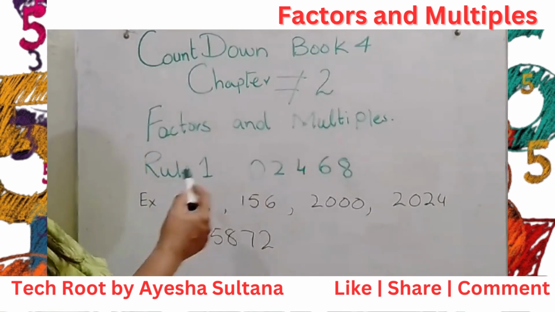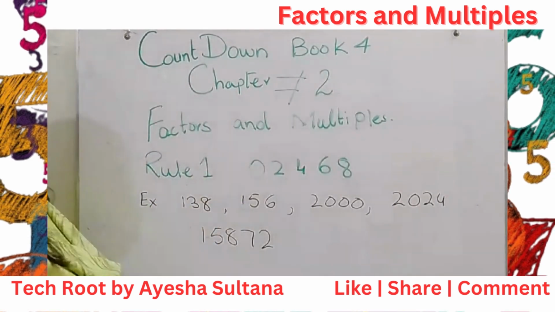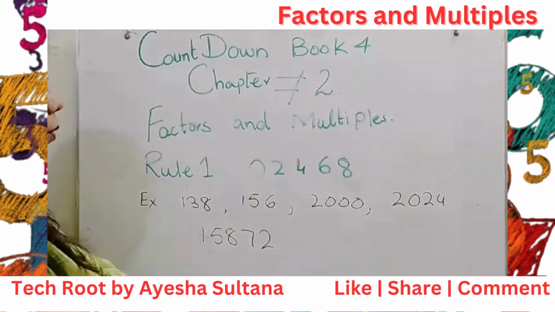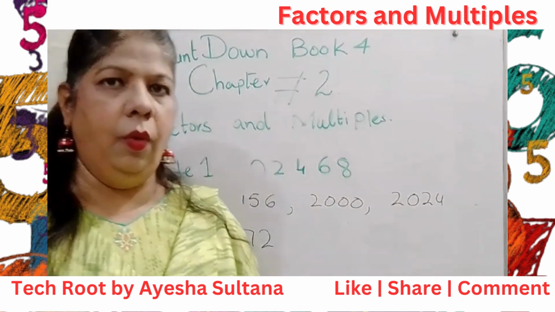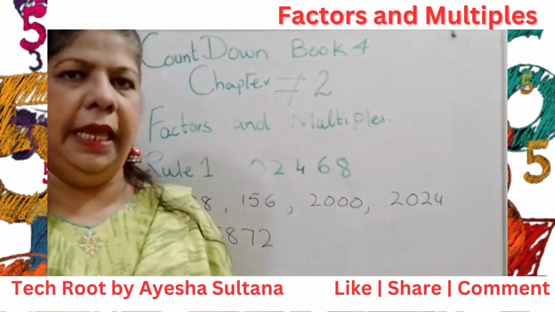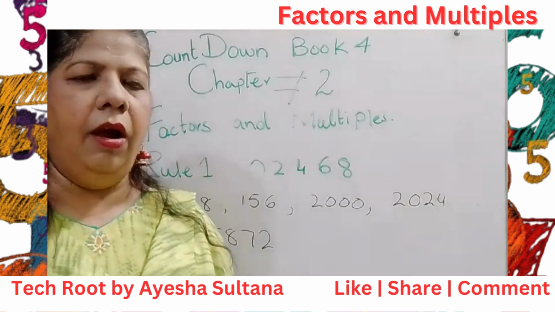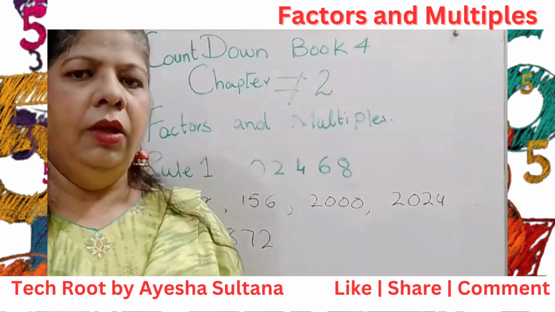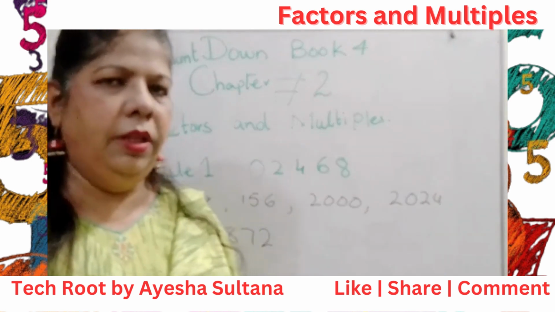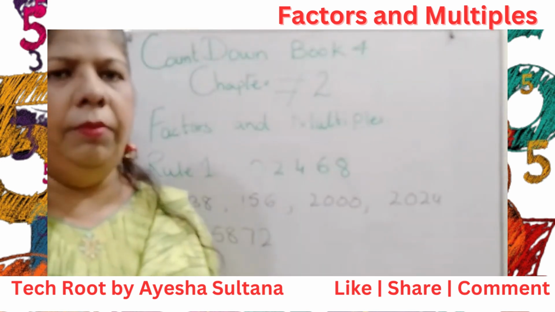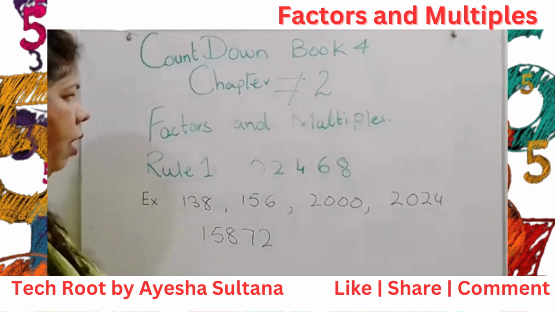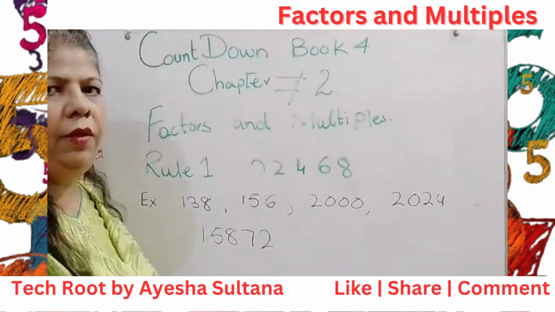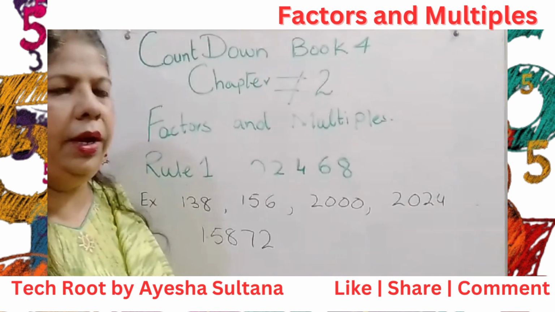Today my topic is factors and multiples. Rule number one: any number ending with 0, 2, 4, 6, 8 is divisible by 2 easily. These are all even numbers, and they come in the table of 2. So if you have one big number, how can you check if it is divisible?